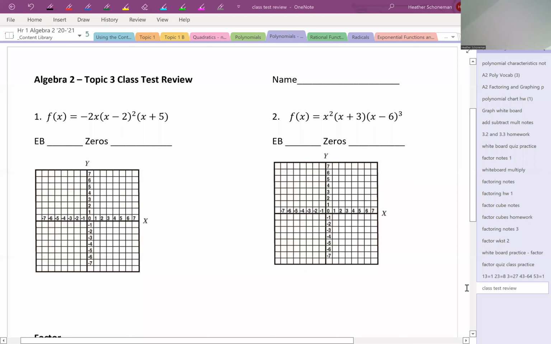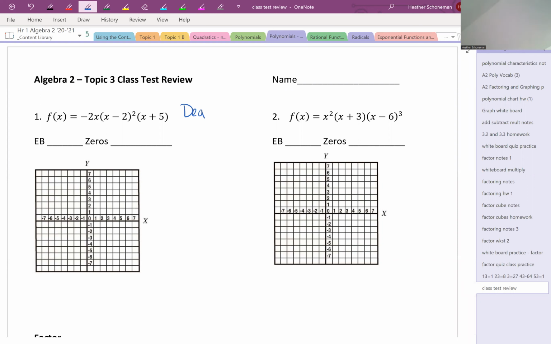Okay, this video is just a quick video to review a few problems for your tests coming up this week. So on the first one, we need to sketch a graph. But to do that, we need to figure out the end behavior and we need to figure out the zeros. So to figure out the end behavior, if you remember, we have to look at the degree and we have to look at the leading coefficient.